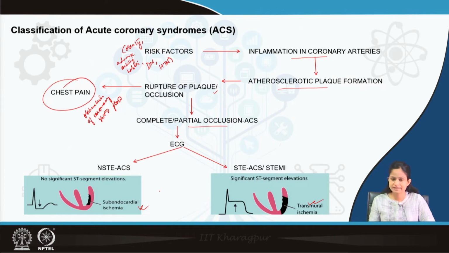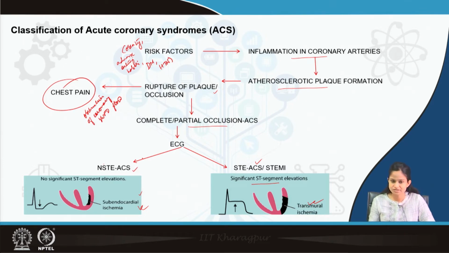Now, in transmural ischemia we generally get to see ST elevations in the ECG. We call it STE, that is ST elevation acute coronary syndrome, or STEMI, that is ST elevation myocardial infarction. If there are no significant ST elevations but there is still chest pain, we usually call it non-ST elevation, or non-STEMI, that is ACS, acute coronary syndrome. That is the usual typical feature in cases of subendocardial ischemia.